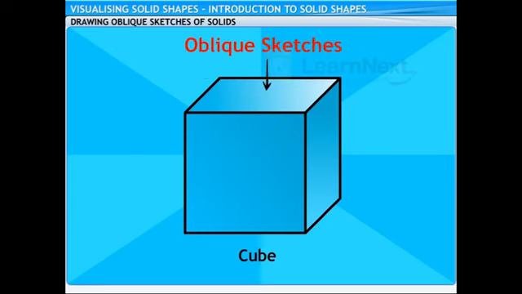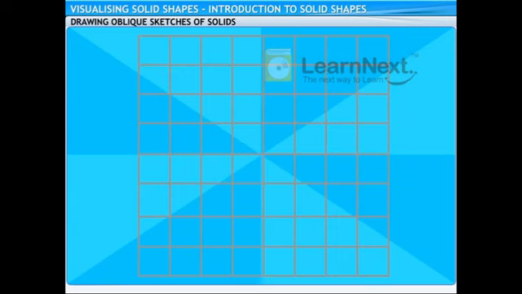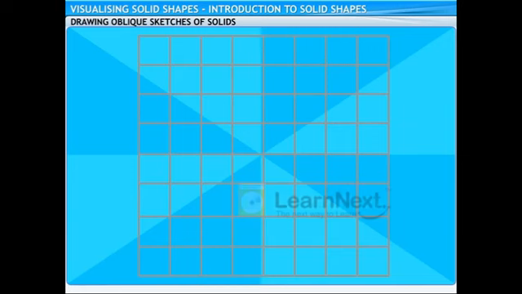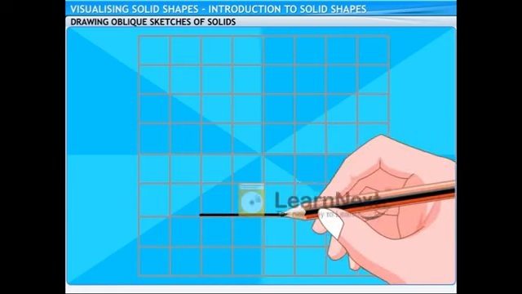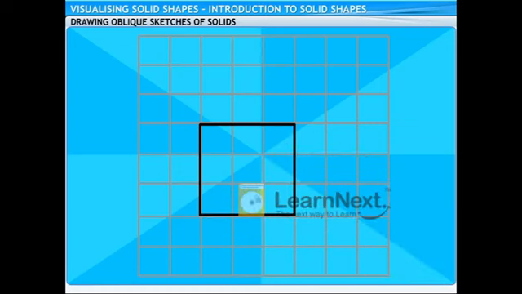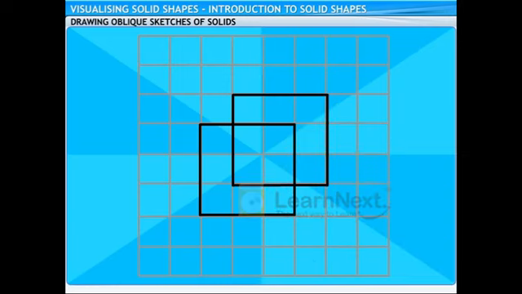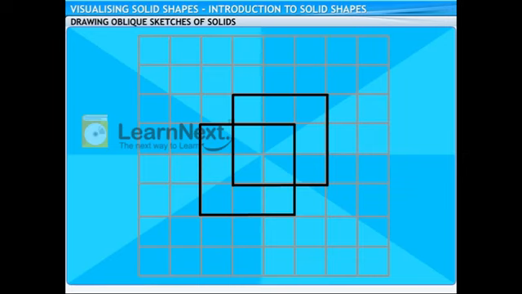But how do we draw such sketches? We can draw them using squared paper. Look at the squared paper given here. Let's try drawing a cube on this paper. The first step is to draw a square, which is the front face of the cube. We then draw the opposite face of the cube. This face should also be of the same size as the first square. Use the number of squares as a reference for maintaining the size.